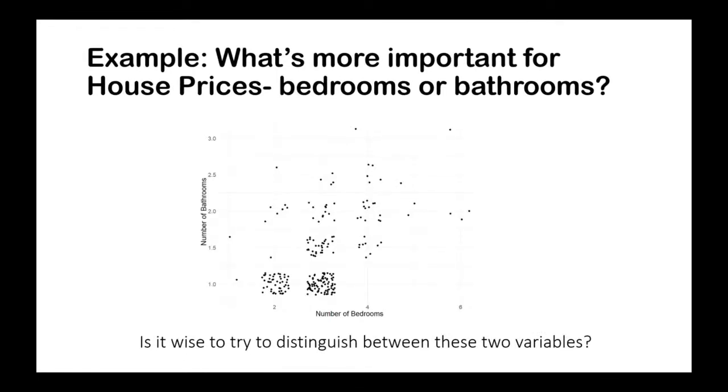Let's go into what you can do. So just using this example, what's more important for house prices, bedrooms or bathrooms? And I did plot the bedrooms against bathrooms here, just to check that they weren't too correlated, just thinking about whether it's wise to distinguish between these two variables. There is an association between them, but I think it's okay to look into this question.